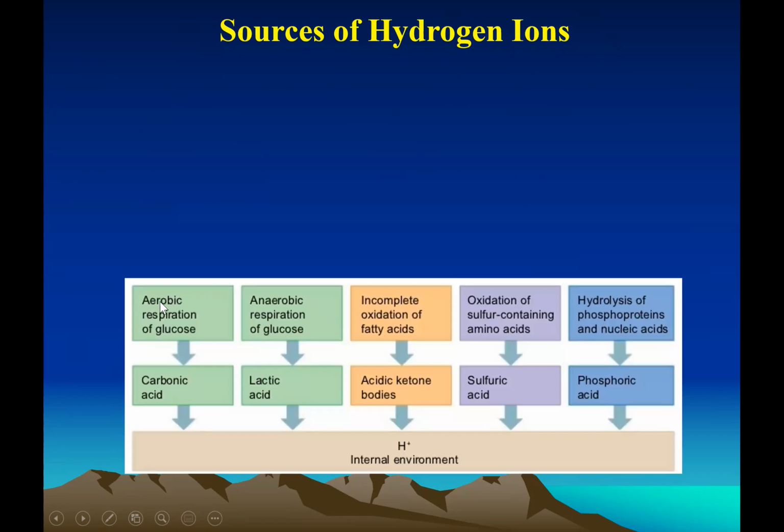So here, aerobic respiration of glucose can form carbonic acid. Anaerobic respiration can result in lactic acid. Oxidation of fats produces acidic ketone bodies. Oxidation of sulfur containing amino acids and proteins will result in sulfuric acid. Hydrolysis of phosphorus and nucleic acid will produce phosphoric acid. So there are many sources of hydrogen in the human body.